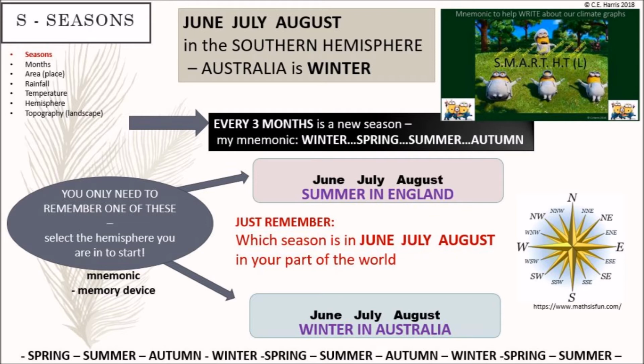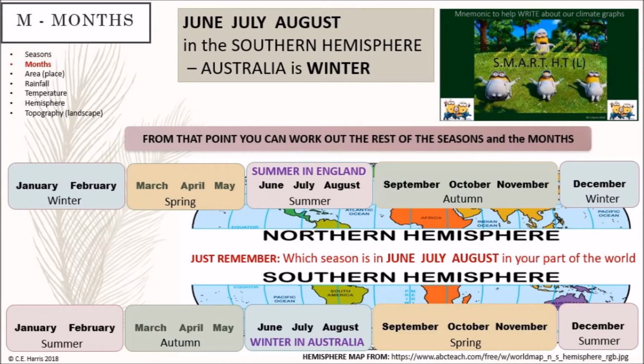Once we know the seasons and the months for our hemisphere, in this case the southern hemisphere, we can flip these over and work out the northern hemisphere. For example, June, July and August are winter in Australia. In the northern hemisphere, say for England, for example, June, July and August will be summer. Using the same 3-month process, looking at our seasons, we can then work out the months and the seasons in the northern hemisphere.